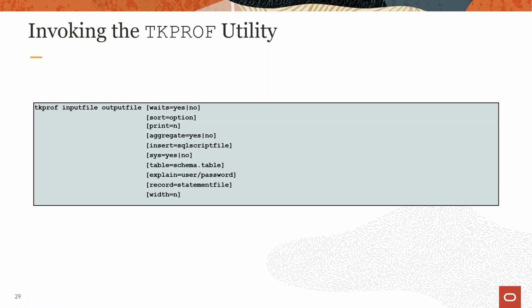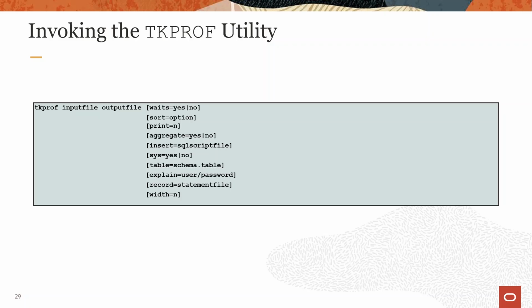With that parameter, you can specify whether to record the summary for any wait events found in the trace file. Values can be set to yes or no. Also, you have the possibility to sort the traced SQL statements in descending order of the specified sort option before you list them in the output file. Which option you can use to perform the specific sorting is going to be shown in the next slides.